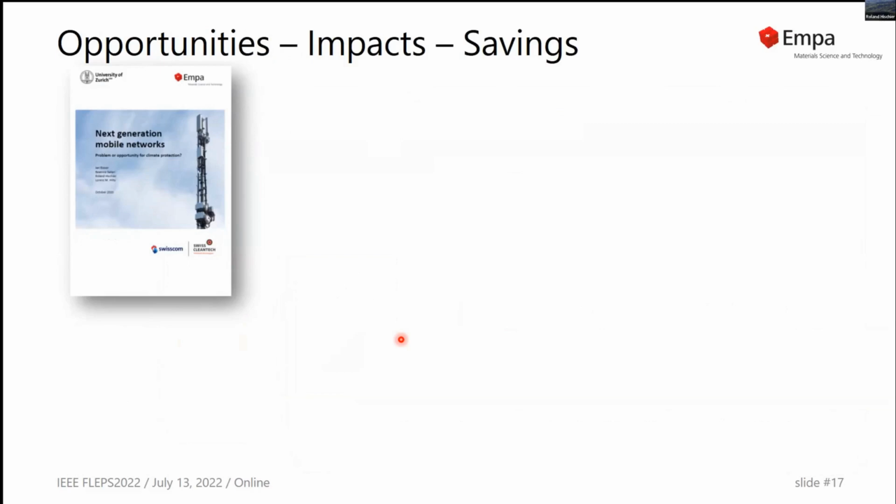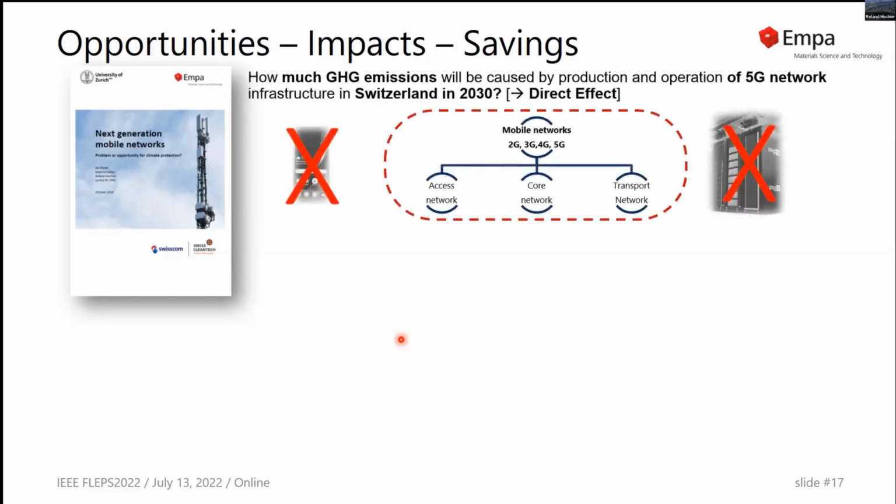There are obviously also opportunities that are coming from new technologies. And we made recently a study where we were looking at the 5G network for mobile phones, only the network. So we were not looking at the mobile phones. We were not looking at the data centers. We were only looking in this study at the mobile networks, 2 to 5G.